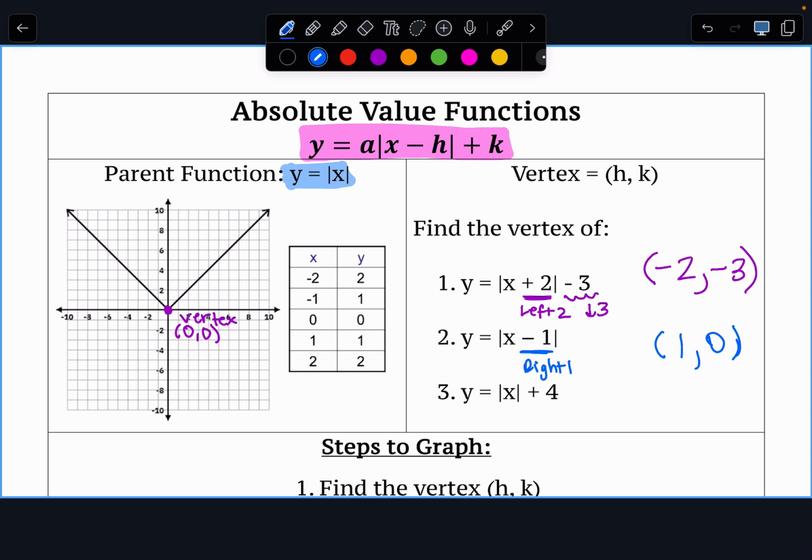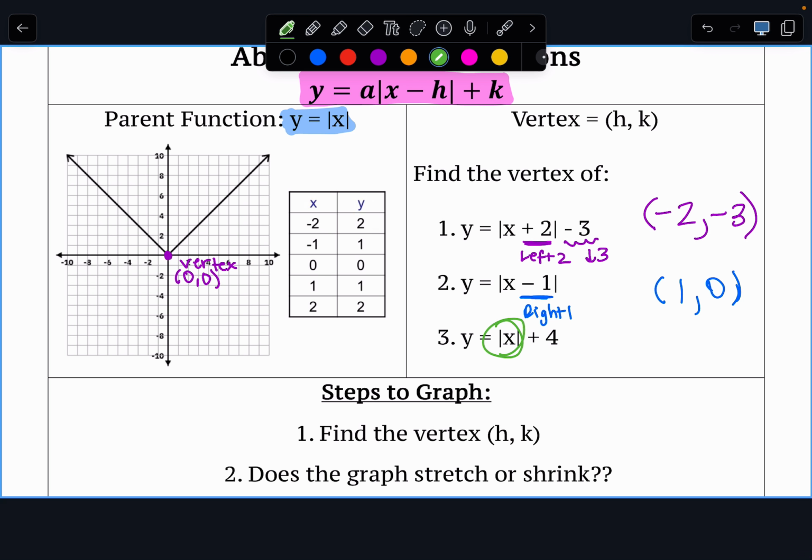Okay, Ethan, how many do we move left or right? We don't move left or right, and then this tells us which way. Up 4. You're adding 4, not subtracting. Whatever we add or subtract after the absolute value is telling us where to move up or down. So this one was down 3 because we had minus 3 after.